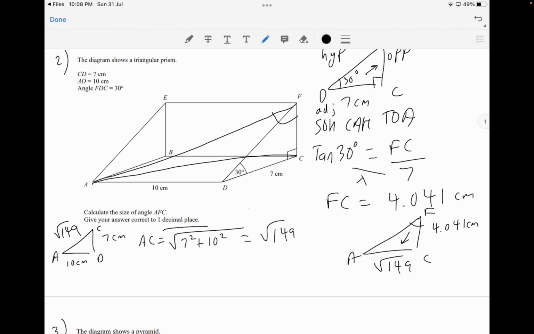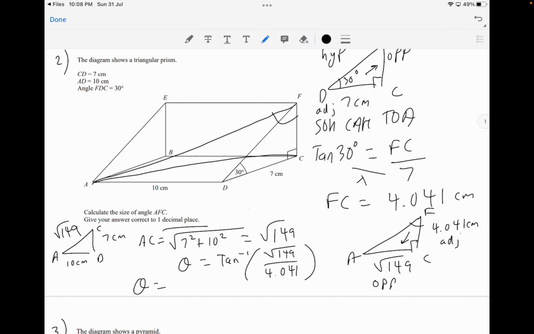Now, if we do the same right angle triangle theorem, we get an opposite and an adjacent. So once you do that, you're going to use tan, so you have the inverse of tan theta. Basically, theta is equal to tan inverse of the opposite, in this case square root 149, divided by the adjacent, which is 4.041. Theta just means an unknown angle. You're going to put tan inverse in your calculator.